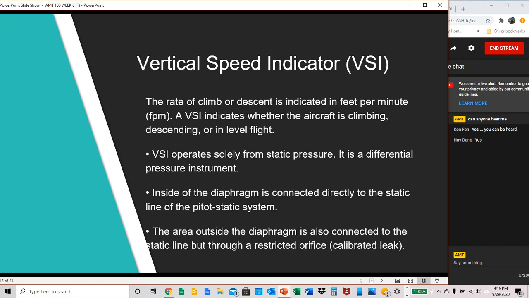Our vertical speed indicator, the rate of climb or descent is indicated in feet per minute, FPM. A VSI indicates whether the aircraft is climbing, descending, or in level flight. VSI operates solely from static pressure. It is a differential pressure instrument. Inside of the diaphragm is connected directly to the static line of the pitot-static system. The area outside the diaphragm is also connected to the static line, but through a restricted orifice that is considered a calibrated leak.